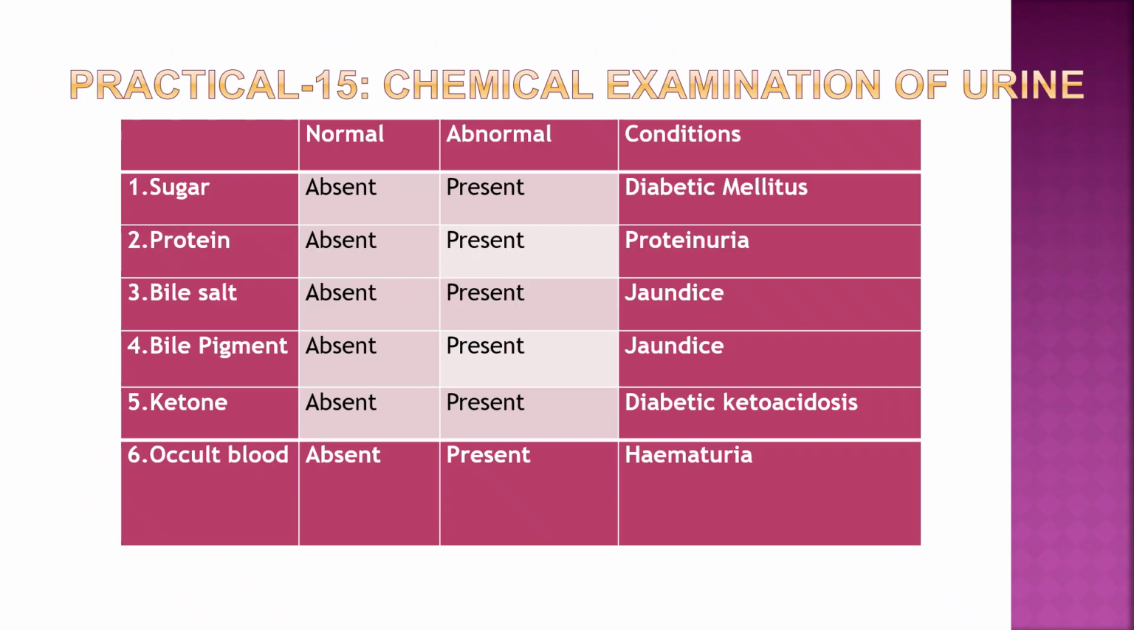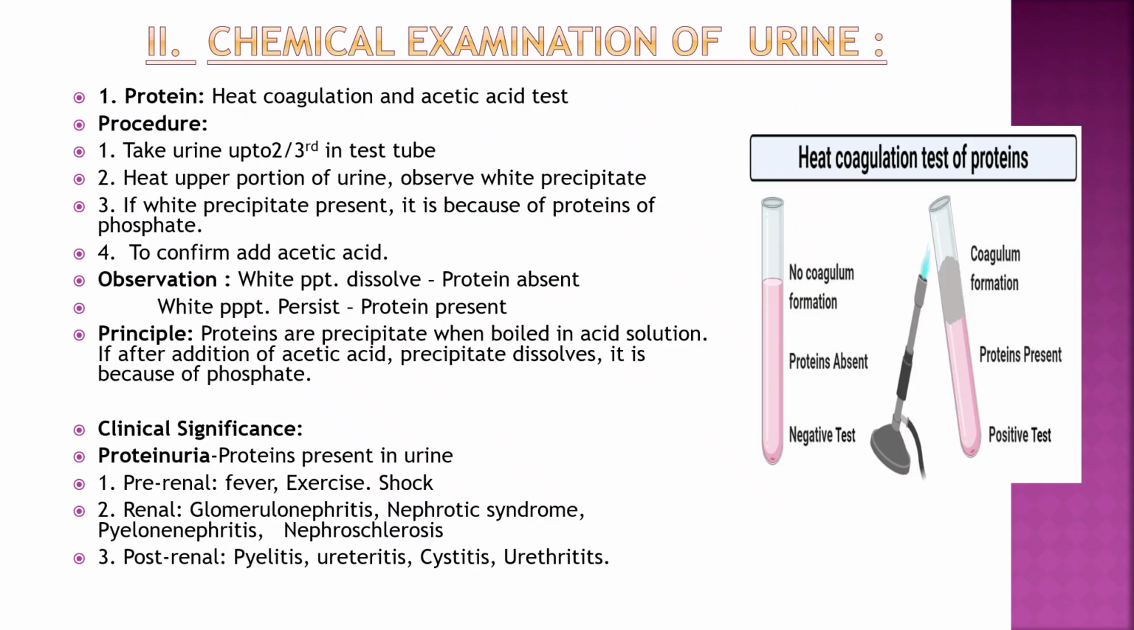In chemical examination of urine, so the tests done are sugar, then protein, bile salt, bile pigment, ketone, and the occult blood. Now we will see chemical examination of urine. So first is protein. So the method is heat coagulation and acetic acid. And procedure, you have to take two-thirds of the test tube in that urine and then heat the upper portion, and then if you see white precipitate, then add acetic acid and then see the precipitate.